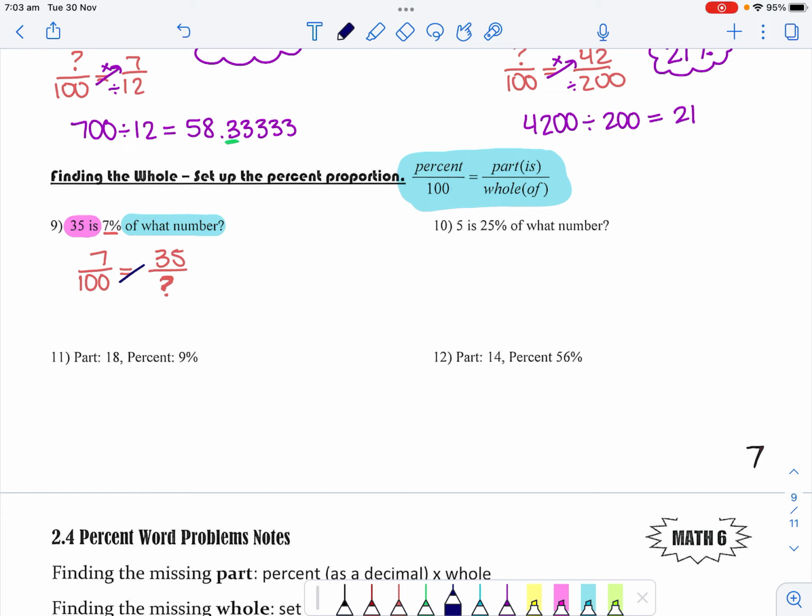And I can multiply along my diagonal. So 3,500 and then divide by 7 is equal to 500. So this equals 500. So 7% of 500 is 35.